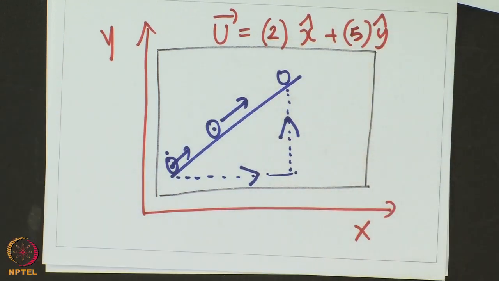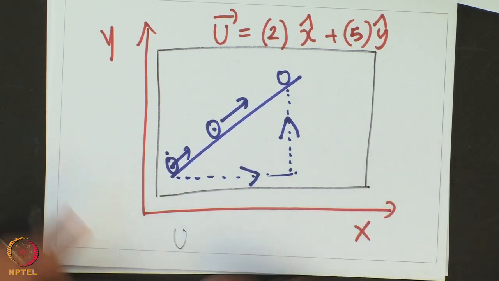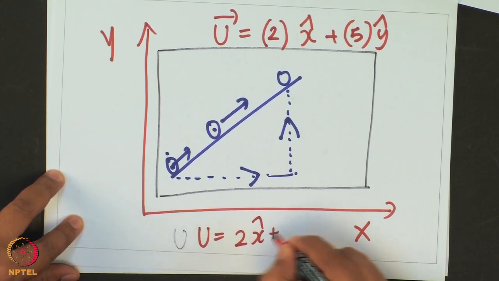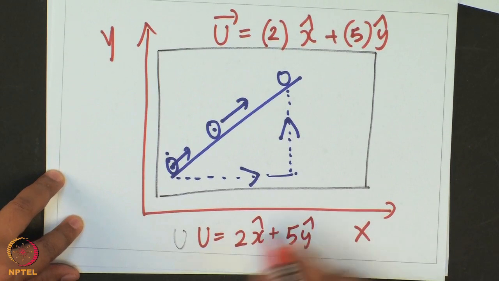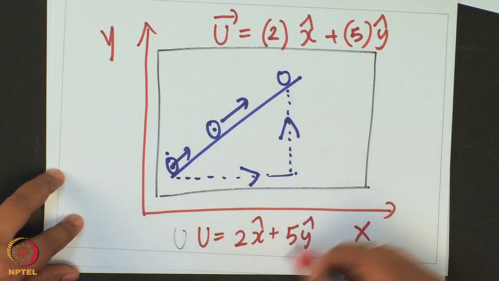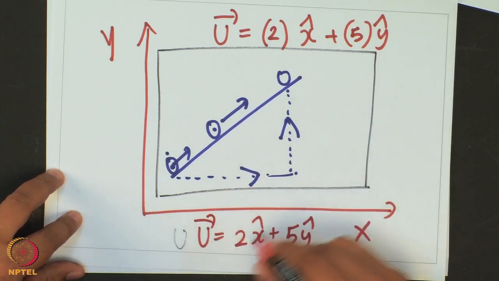These are some two numbers, and what does this mean? We will think about it a little bit. But if I just say v as 2x plus 5y, this represents movements like this, which is a combination of x and y. So this is a v vector.